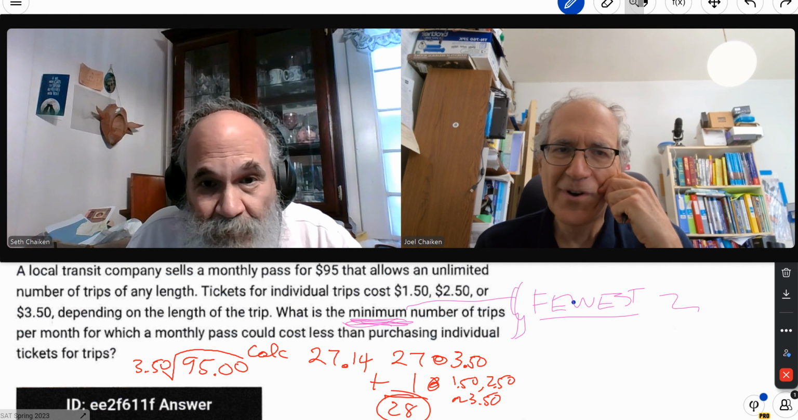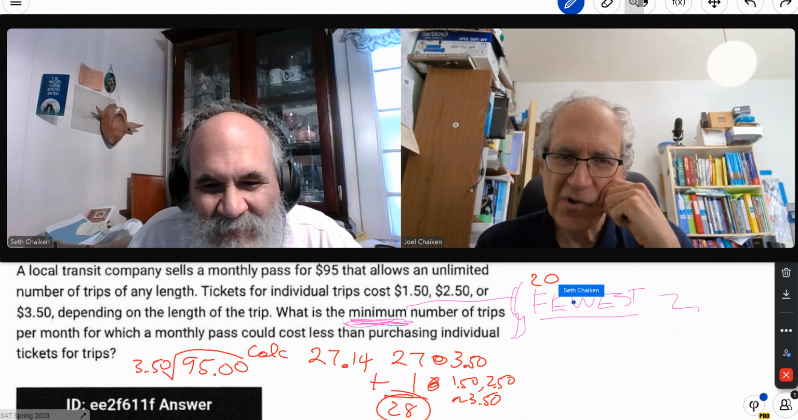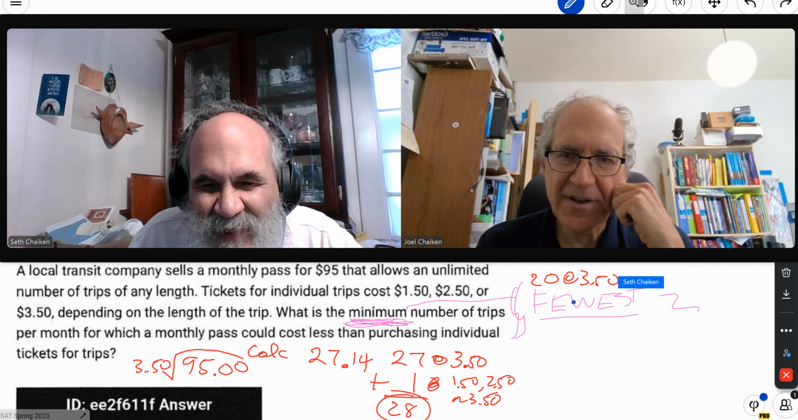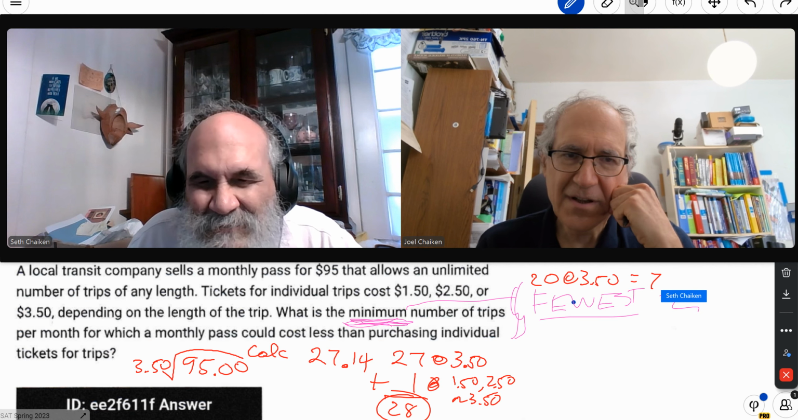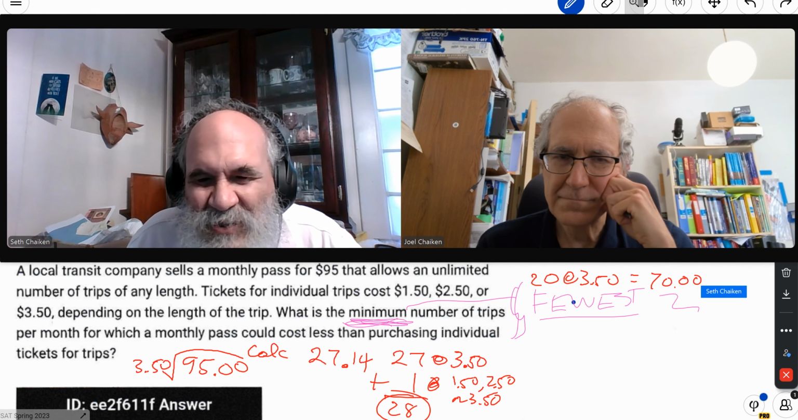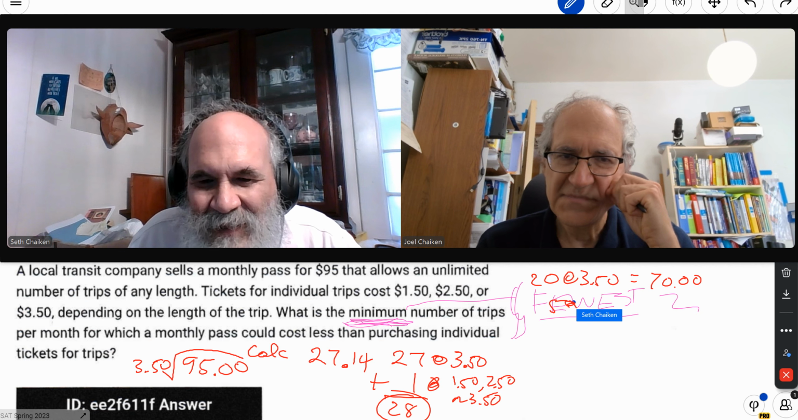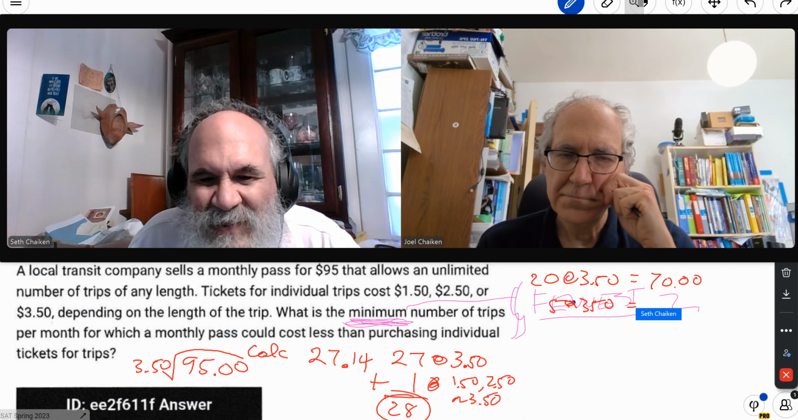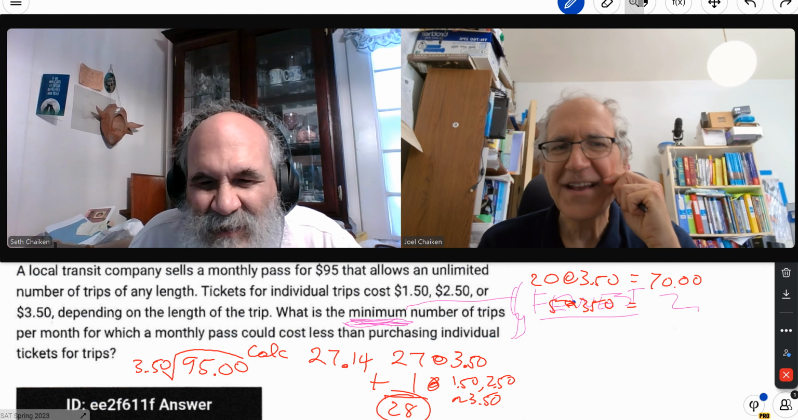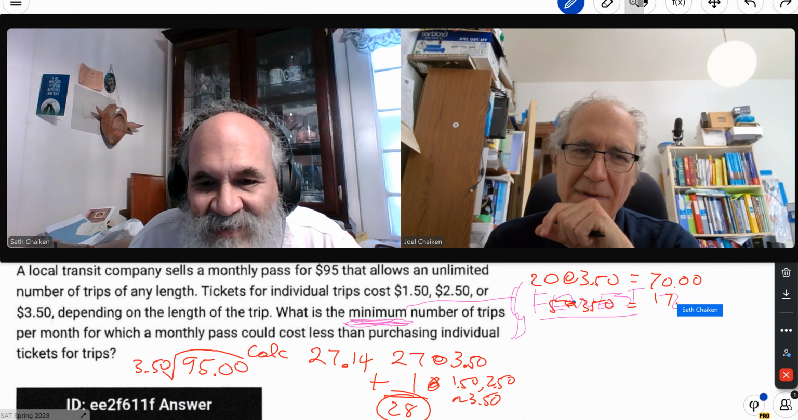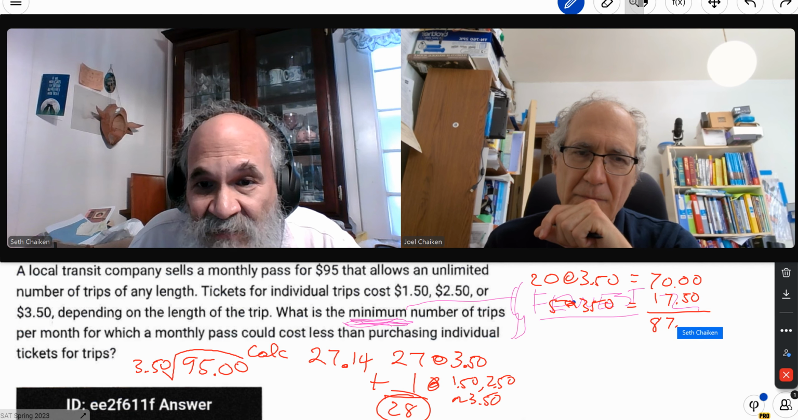So 20 at $3.50 is pretty easy to calculate. That's $70, right? That's not enough. So maybe try 5 more. 25, right? That's half of 350 plus... $17.50. Right. Which gives you up to $87.50.